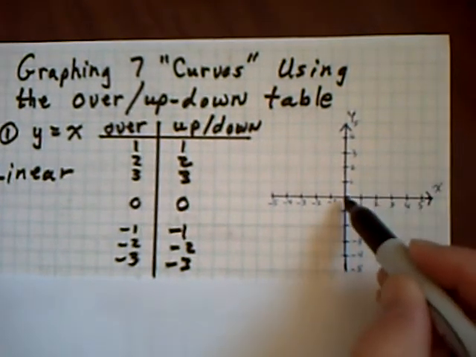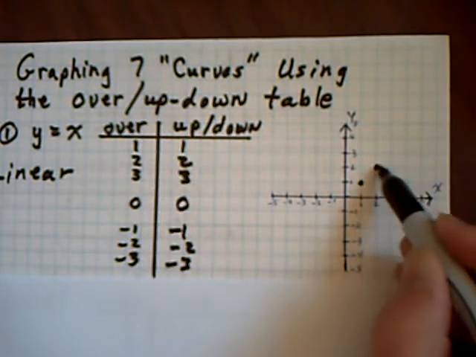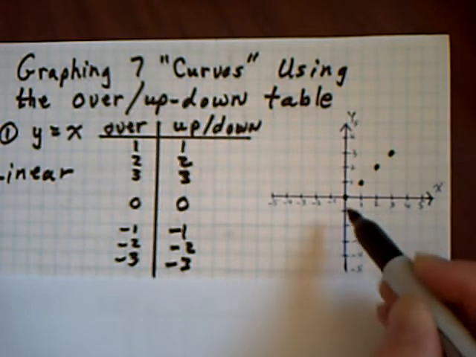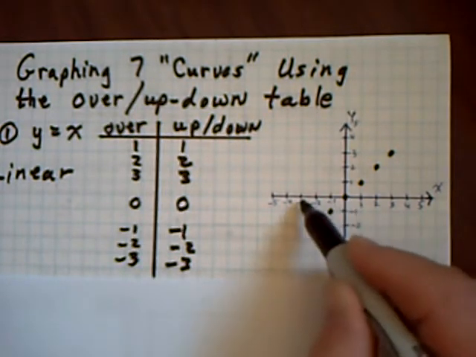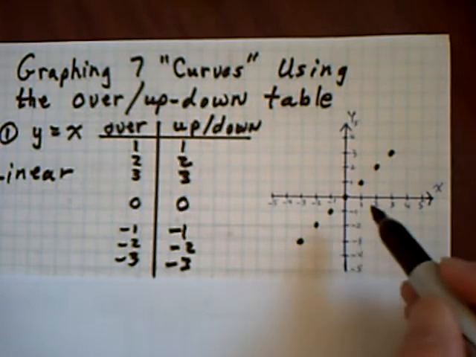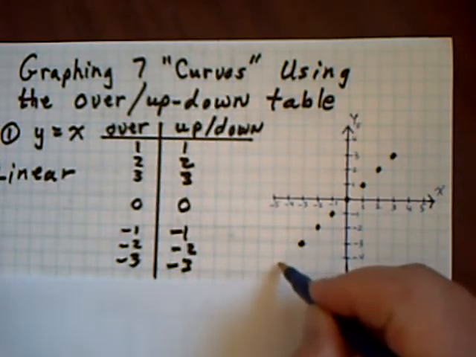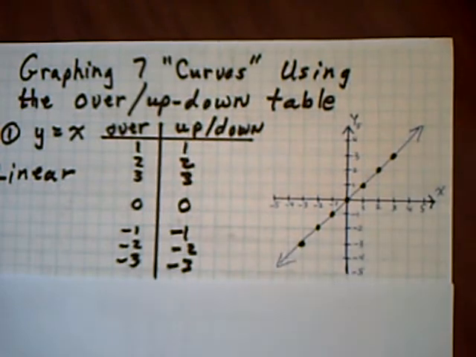Plotting this, if I go over 1, I go up 1. Over 2, up 2. Over 3, up 3. Over 0, up 0. To the left 1, down 1. To the left 2, down 2. To the left 3, down 3. And what you end up with, as you can see, is a straight line. So that's why it's called a linear curve.